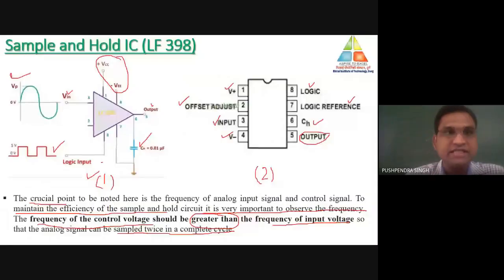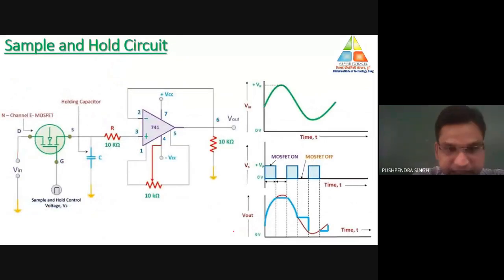Now moving further to the sample and hold circuit. How does this circuit work? Here is one kind of circuit I am drawing. This is the input sinusoidal waveform. This is a switch. This is a holding capacitor. And here we are getting the output. This is the simplest form of the sample and hold circuit.